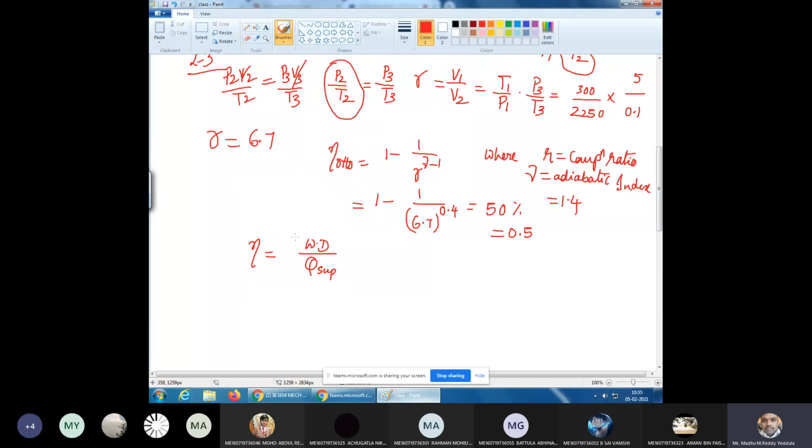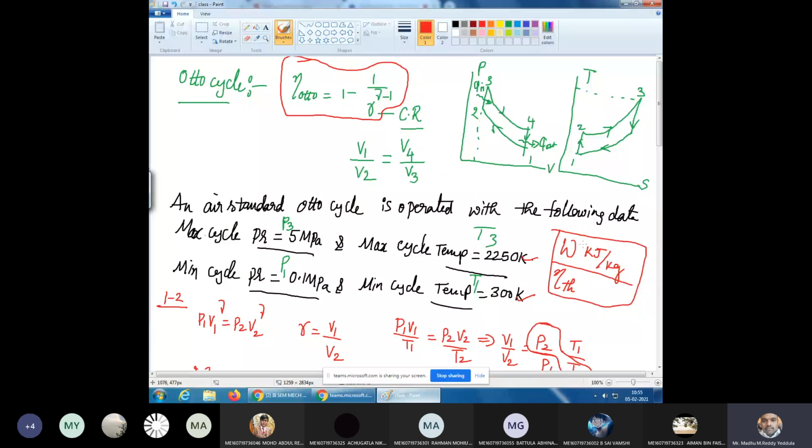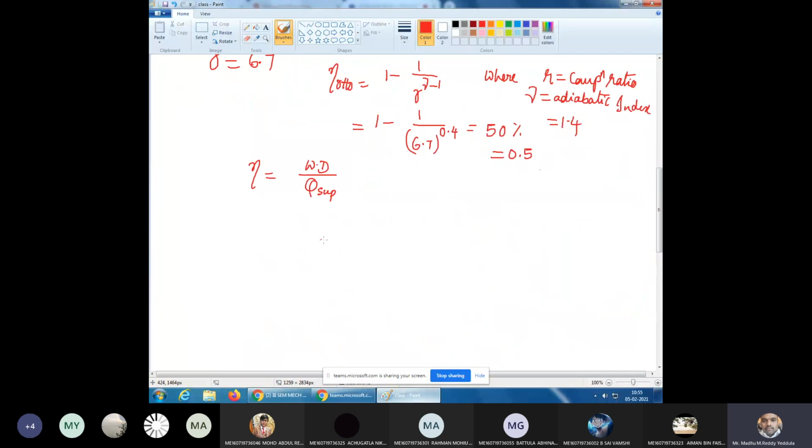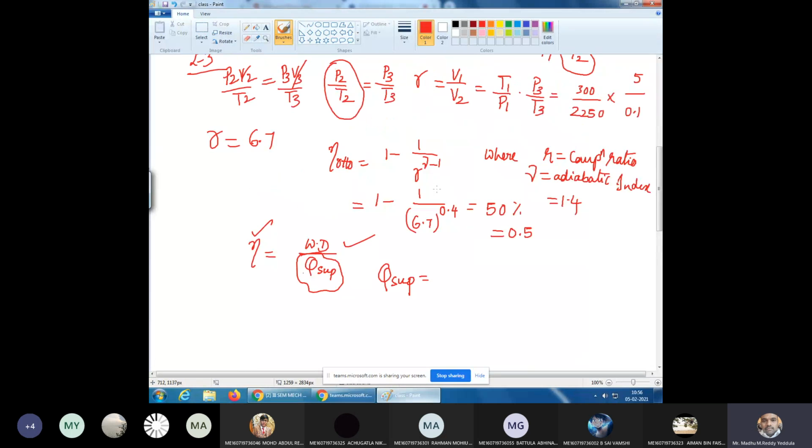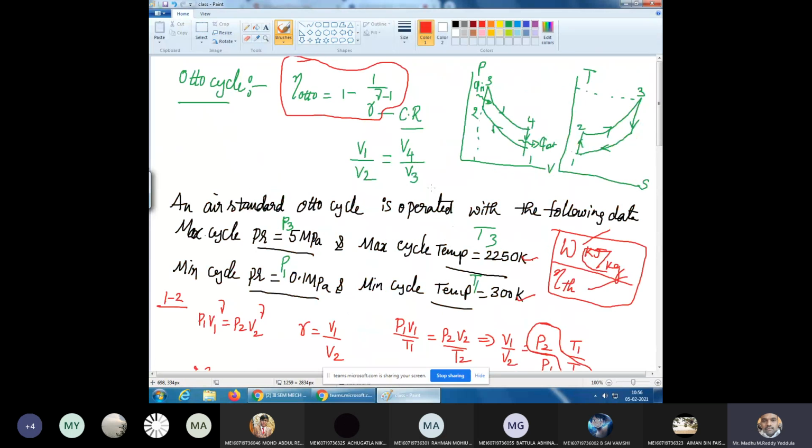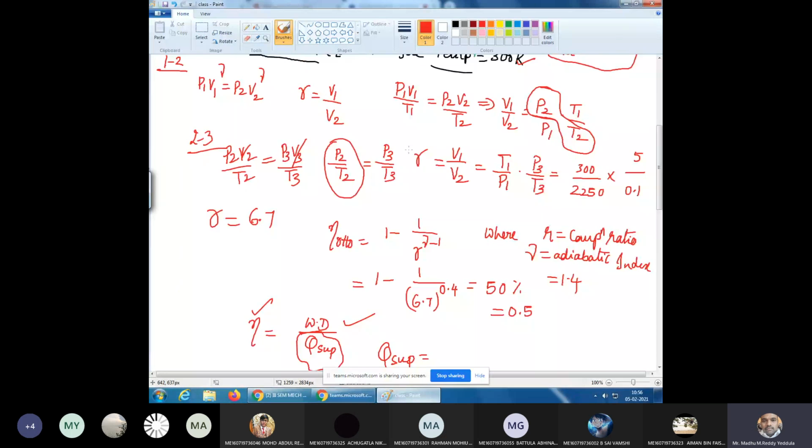Work done by heat supplied, right? Because I need to calculate work done also. Here I want work done as well as the thermal efficiency. That work done I want with respect to mass. In order to calculate work done, I already know the efficiency. If I am able to calculate the heat supplied, then I can calculate work done. So first let me calculate heat supplied. In which process are we supplying the heat? Heat is supplied during the 2 to 3 process. That is a constant volume process.